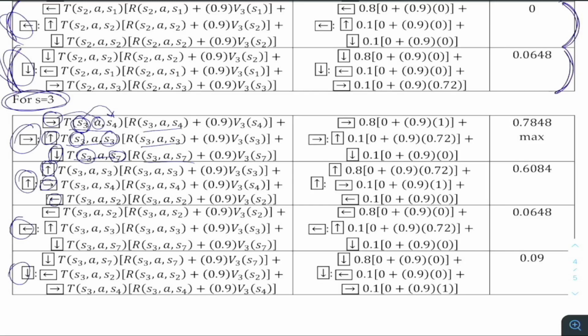Since you have that structure, reward functions have the same structure, right? Just look at the equation again and write these S primes, in that order for S3, action is right: S4, S3, S7.